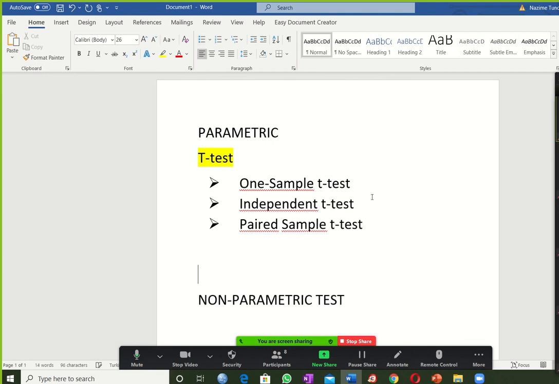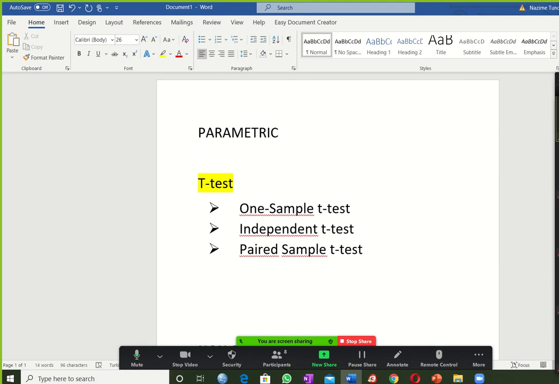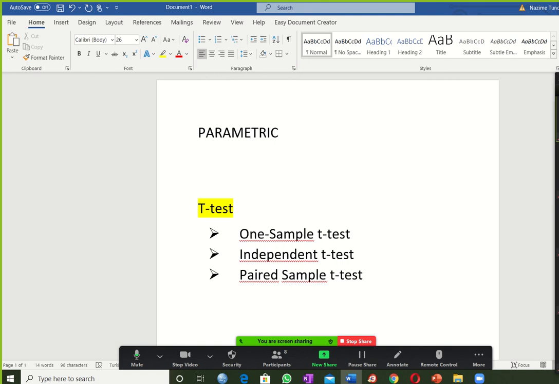We'll see non-parametric later in detail. Today let us see parametric ones, and not mix everything. So parametric ones are the normal distributions.